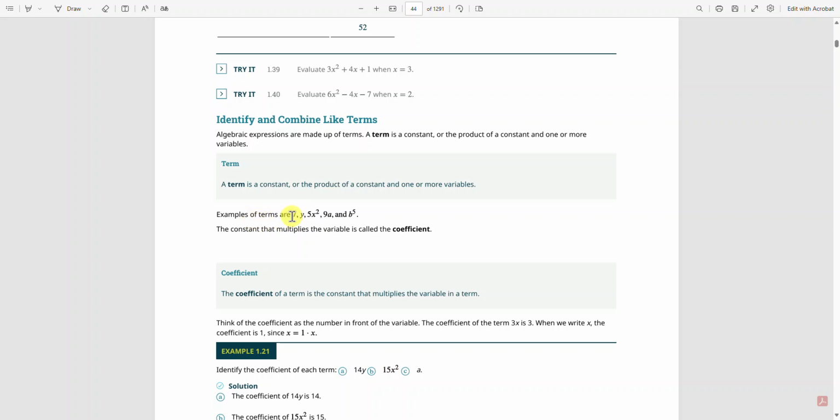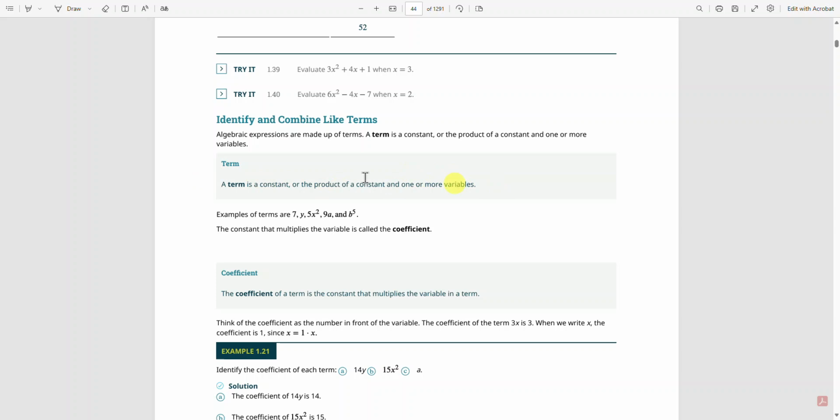Here we can see the number 7, which is a constant, right? It's a known number. Here we can see y. Here we see 5x squared. The exponent is really just a product. We have x multiplied by itself multiplied by 5. Here we have 9 multiplied by a variable, and here we have a variable b multiplied 5 times. So we see a term is a constant or the product of a constant and one or more variables.